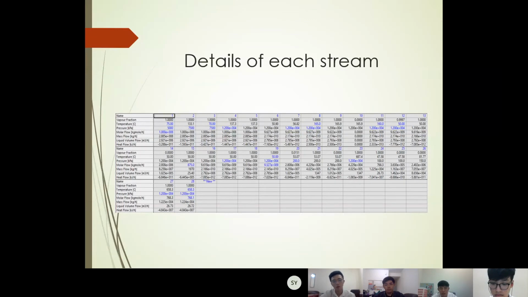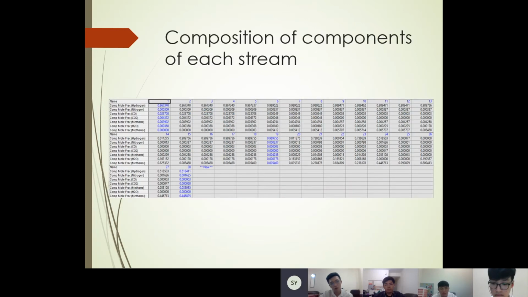The following one is the details of each stream, which includes the important parameters, which are the temperature, pressure, mass flow rate, molar flow rate, and so on. This is the composition of each chemical component in each of the streams.